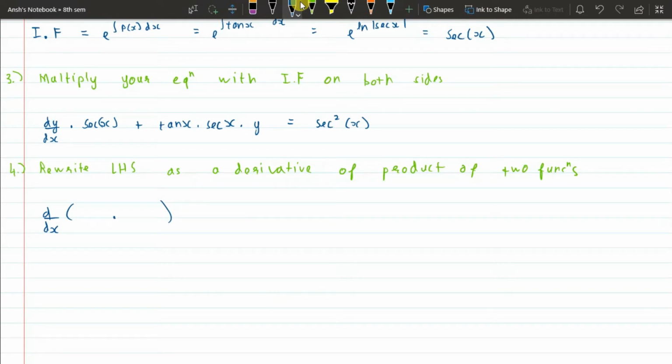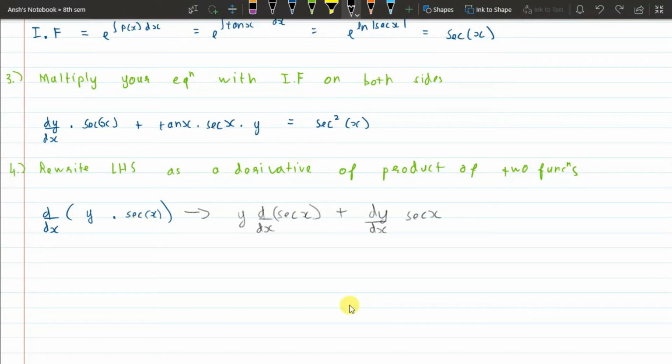Now what are these two functions? The two functions in our case will be y and sec of x. Now how do you know this? So let's go in reverse. Let's calculate the derivative of this product. So calculating the derivative of this product, you get something like d by dx. Whenever you calculate the derivative of a product, you leave the first term as it is, calculate the derivative of the second term, and then you take the derivative of the first term and leave the second term as it is.